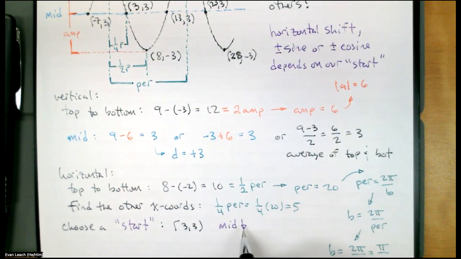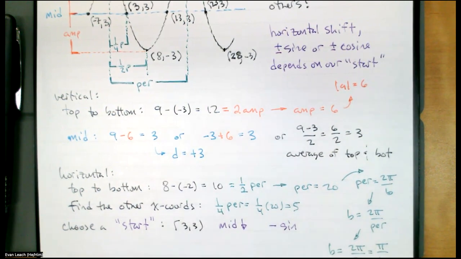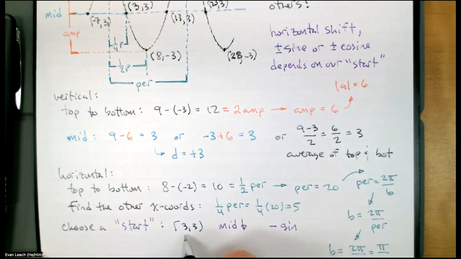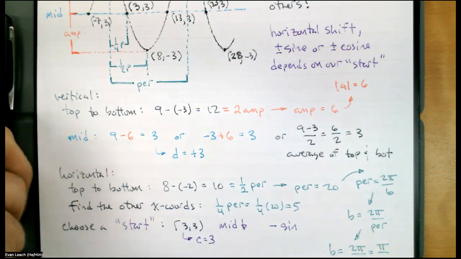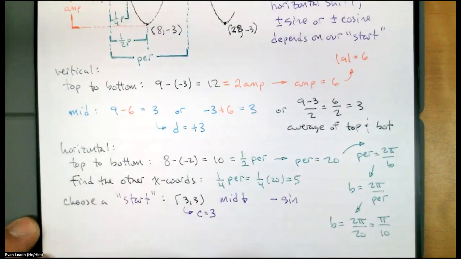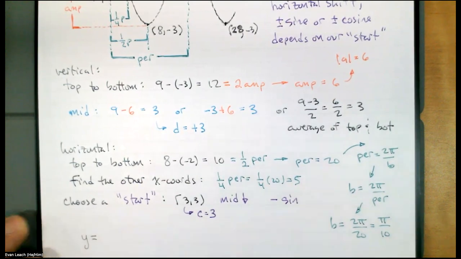The mid going down, middle corresponds to sine, and down corresponds to negative. So we're going to be writing a negative sine function. And the x coordinate of this point will tell us what we use for c. Once we choose our starting point, that tells us 3 things: the horizontal shift, whether we're going to have plus or minus the amplitude, and whether we're going to use sine or cosine. So now we're ready to write our function. Y equals.